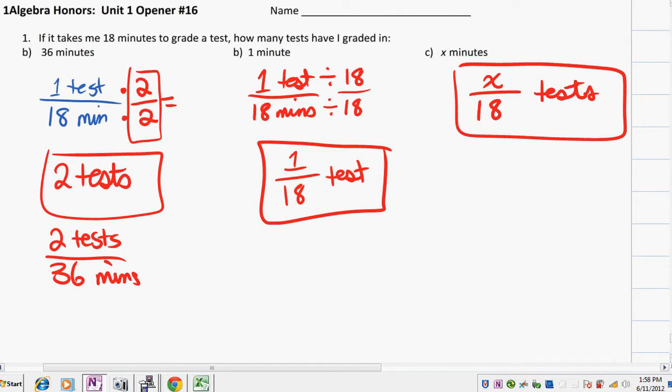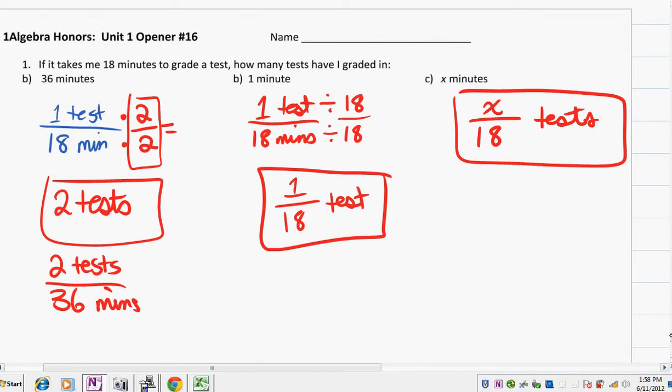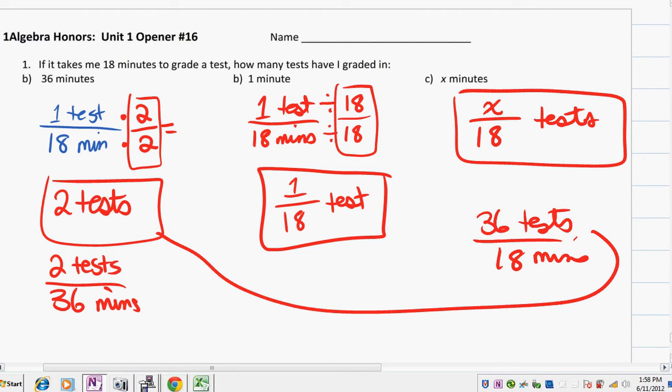So the key here is just to look for patterns and to understand that when you're dividing or multiplying by 1, you're not really changing the value. And to look for general rules. Right? So if I had 36 minutes, this was 36 tests per 18 minutes, which gave me 2 tests. So that rule seems to make sense. And that's that.